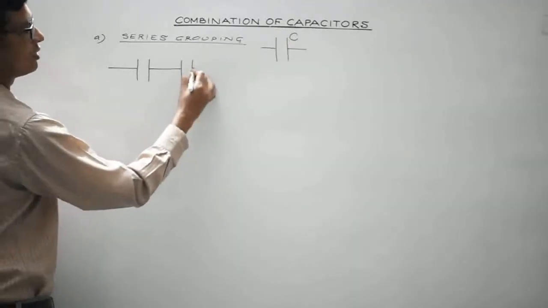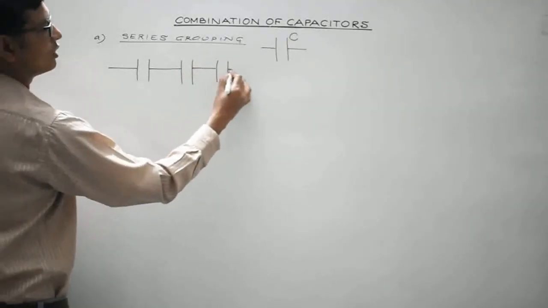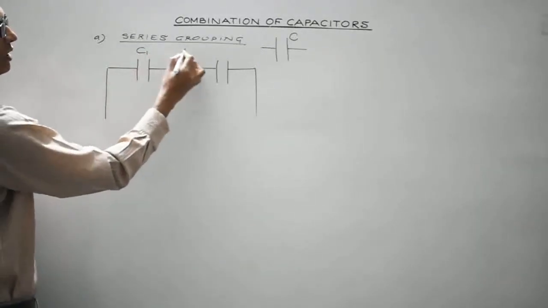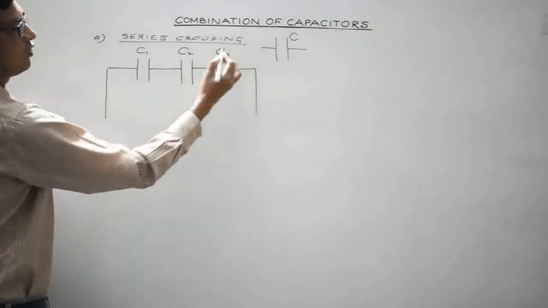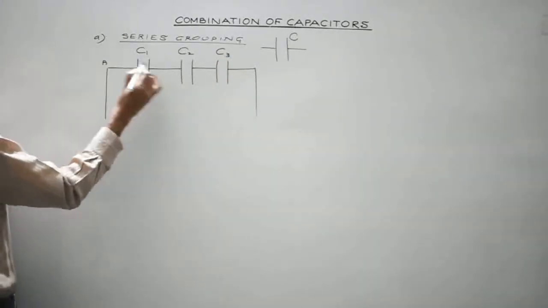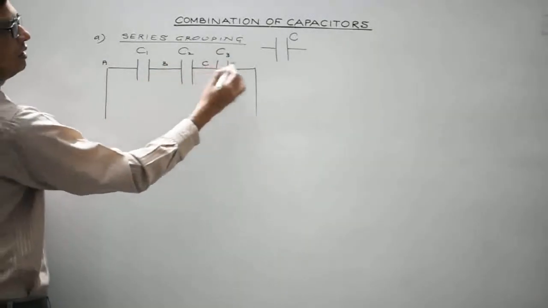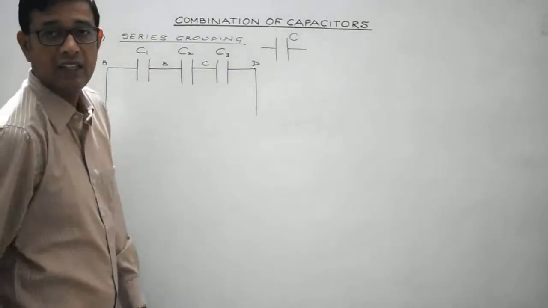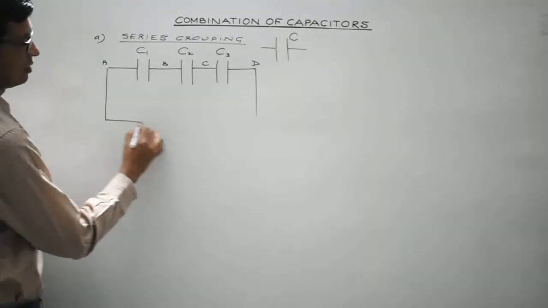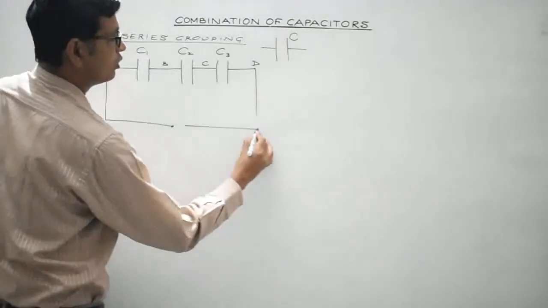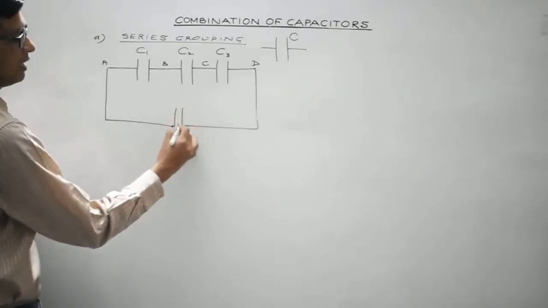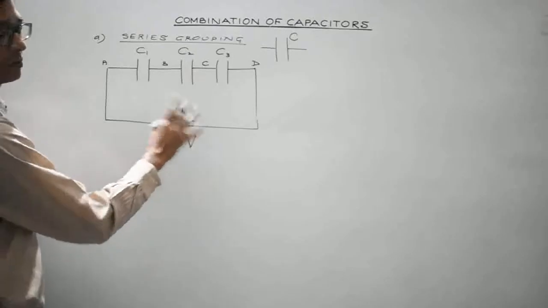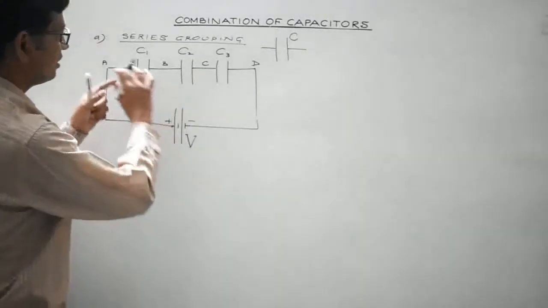These are the three capacitors under consideration, and suppose they are connected in series. Suppose these are capacitors of capacitance C1, C2 and C3 respectively. Let these points be A, B, C and D, right? And suppose the points A and D are connected to a source which is maintained at a constant potential difference of V. This is a source. This is the positive terminal, this is the negative terminal. Now this is end-to-end connection.